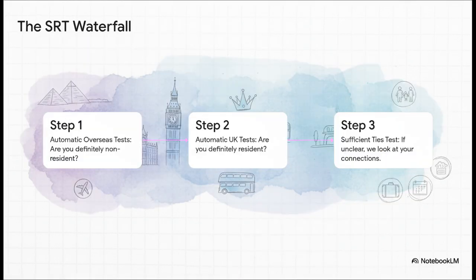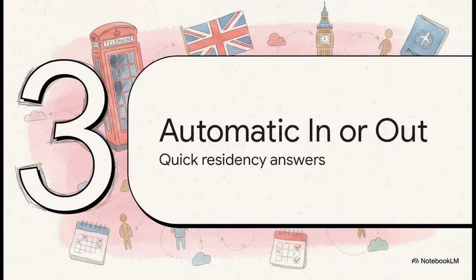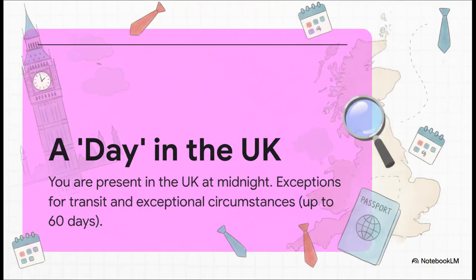And this is exactly what that flow looks like. First, you check the automatic overseas tests. Basically, are you definitely not a resident? If the answer is no, you move on to step 2. The automatic UK tests. Are you definitely a resident? And only if you're still in that gray area do you move on to the final, more detailed step, the sufficient ties test. You know, for a lot of people, the whole thing ends right here in these first 2 steps. They give you these really straightforward, black and white answers based on just a few key facts. It's the quick win.